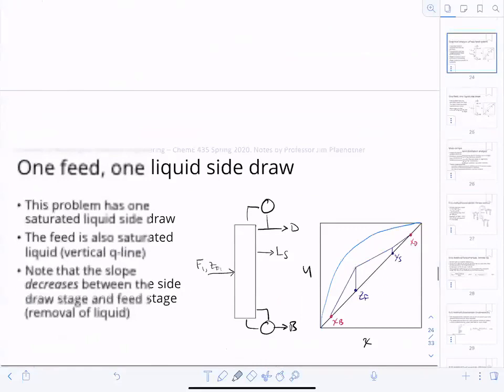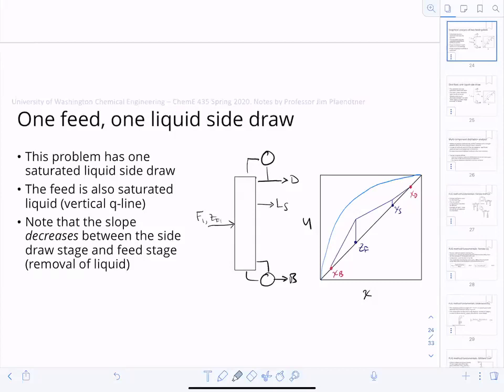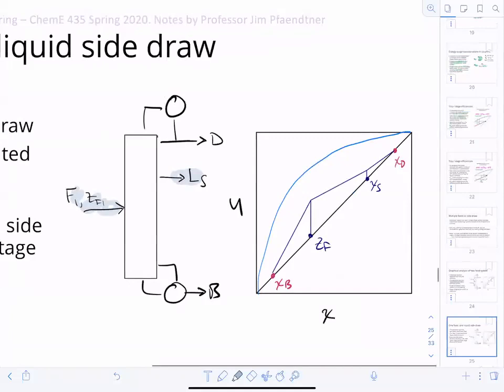Likewise, here, let's say, for example, we have one feed and one side draw, and that the side draw is above the feed stage, so it's enriched in the light key, and that the side draw is going to be a saturated liquid like the feed.